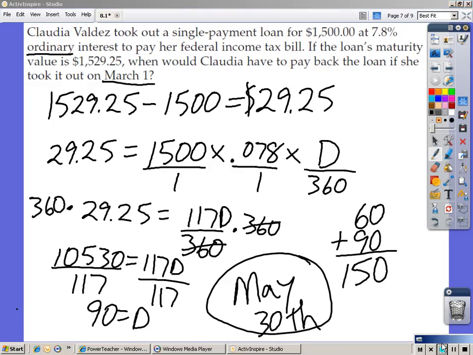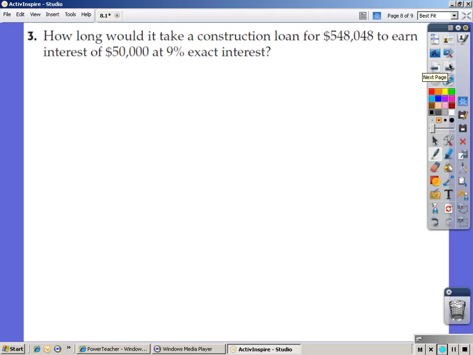Okay, moving right along. Number 3, this is on your homework. How long would it take a construction loan for $548,048 to earn interest of $50,000 at 9% exact interest? Press pause. When you're finished, press resume play.